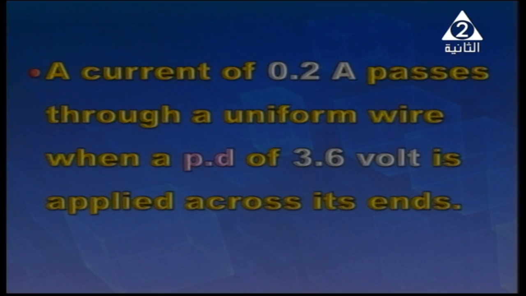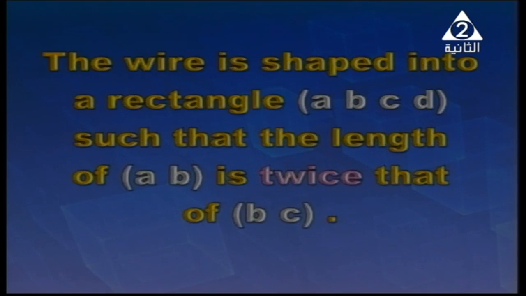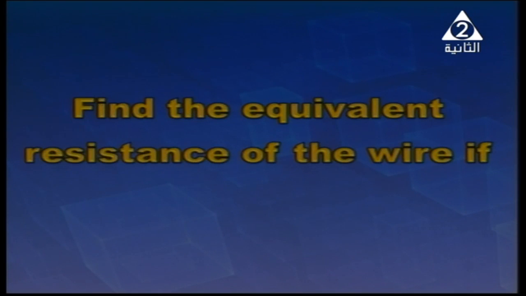A current of 0.2 amperes passes through a uniform wire when a potential difference of 3.6 volt is applied across its ends. The wire is shaped into a rectangle ABCD such that the length of AB is twice that of BC. Length of AB, rectangle ABCD. Length of AB is twice that of BC. Find the equivalent resistance of the wire.